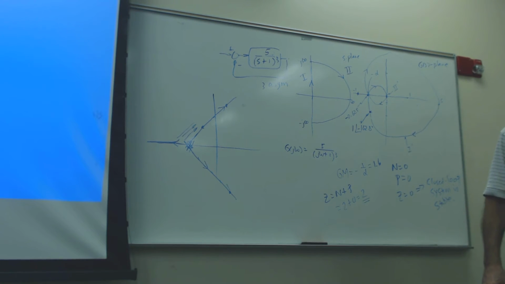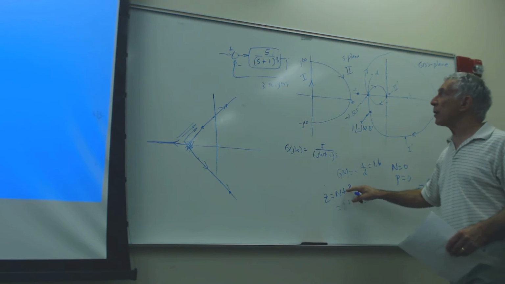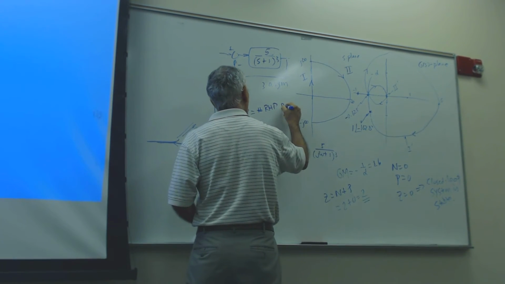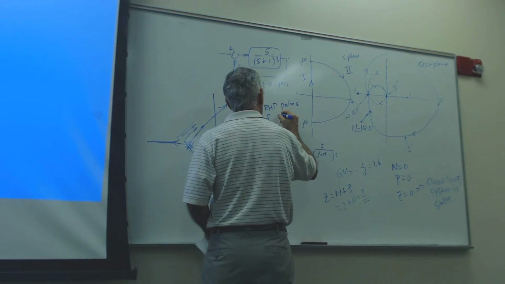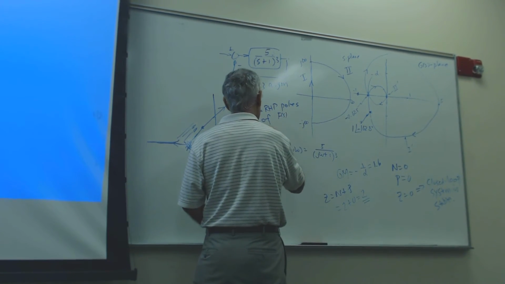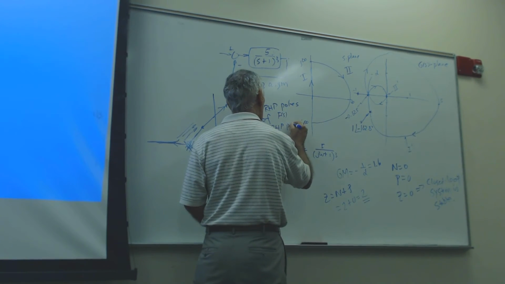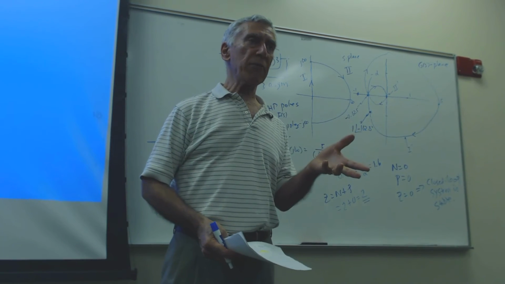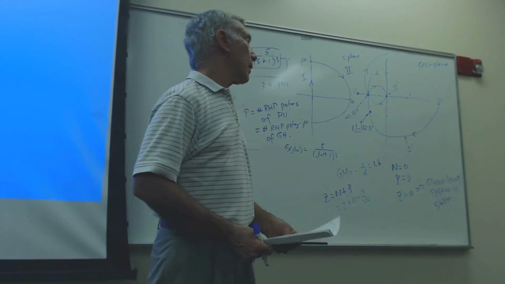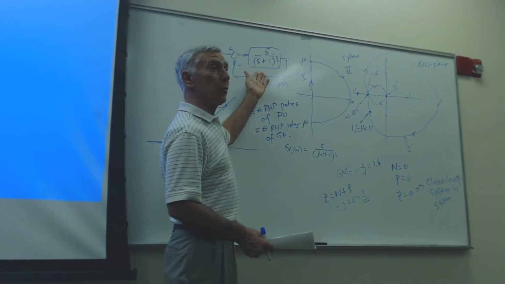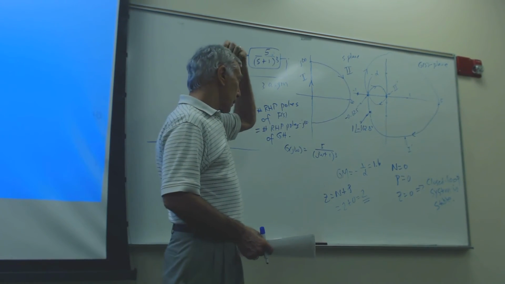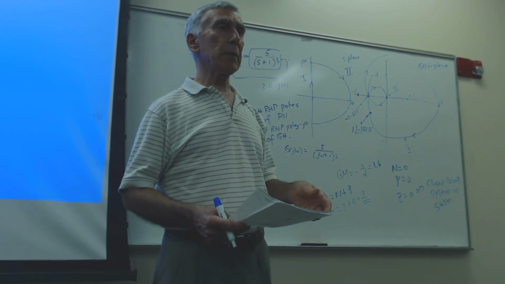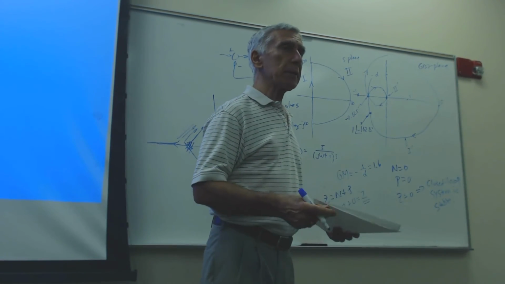Why is P 0 here? P is equal to the number of right half plane poles of F, which is the same as the number of right half plane poles of GH, because 1 plus GH, which is F, has the same denominator as GH. So P is equal to 0. There are no right half plane poles. Now this should help you with your assignment. It's really applying the same ideas.